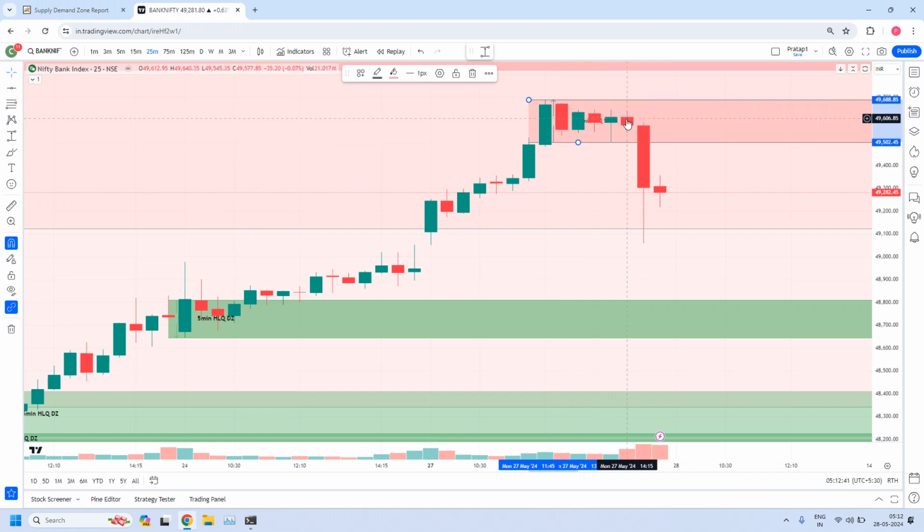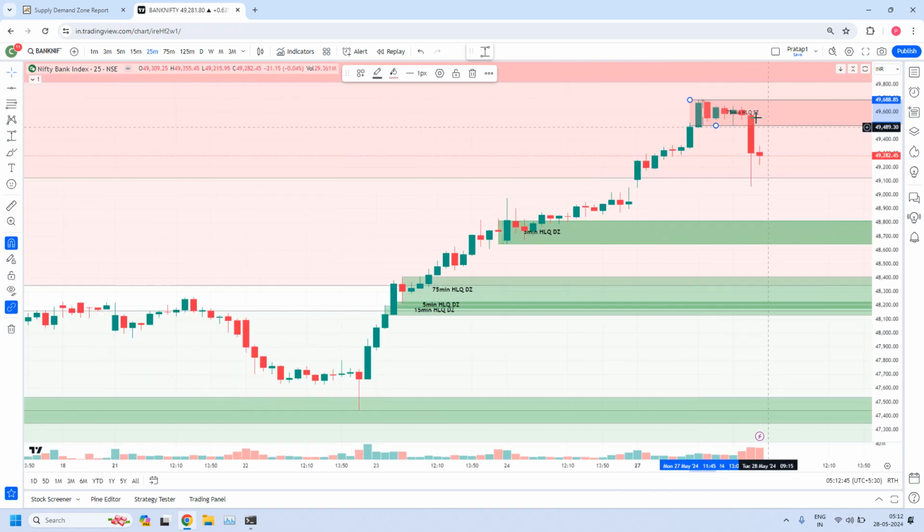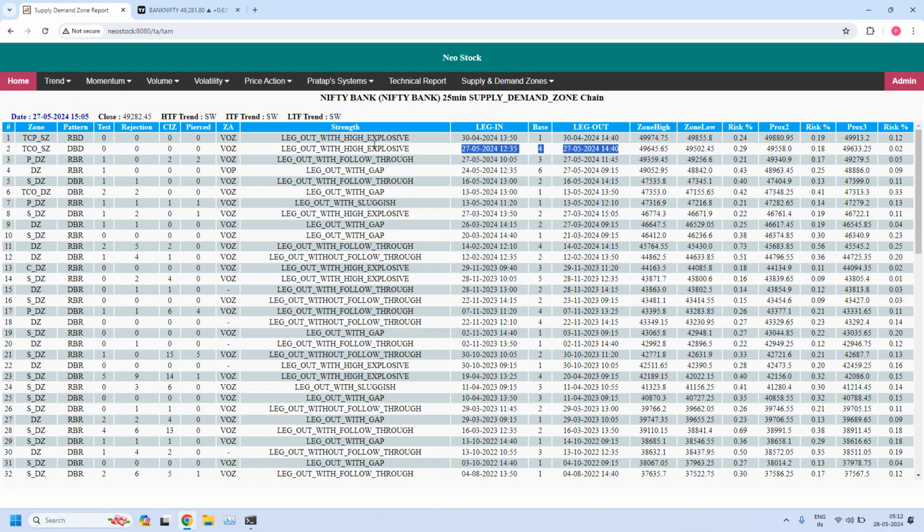You have 1, 2, 3, 4 base candles and a drop. So within the 75 minutes area only. But anyway, we will fine tune at 15 minutes. So I am not drawing this zone, but you can draw. So this is the only one 25 minutes price action today. But there was another zone also created, that is pierced. Anyway, we don't bother about this.